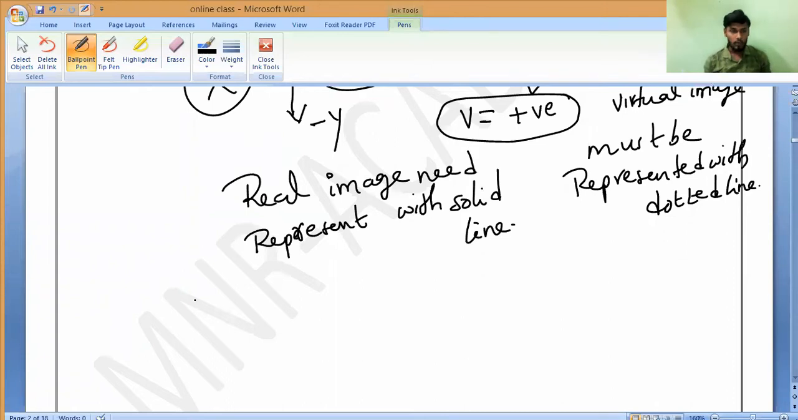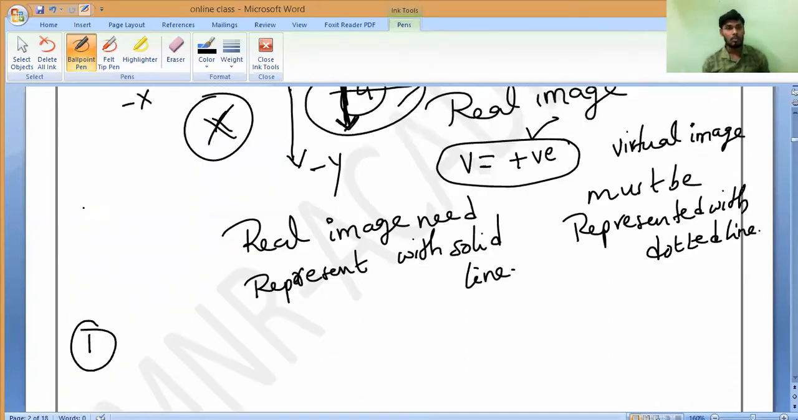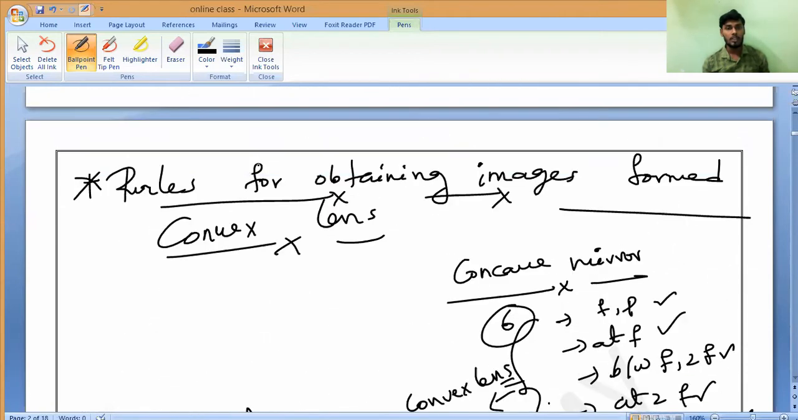So now let us come to the first rule, rule number 1. You already studied it, correct? Can you say what rule number 1 is, which is needed to obtain the images formed by a convex lens? Anybody? Rule number 1, please.